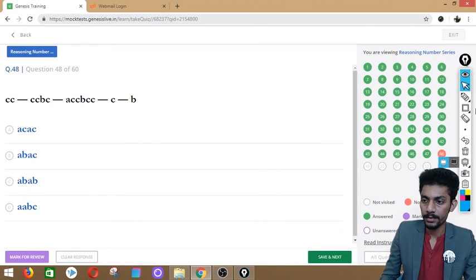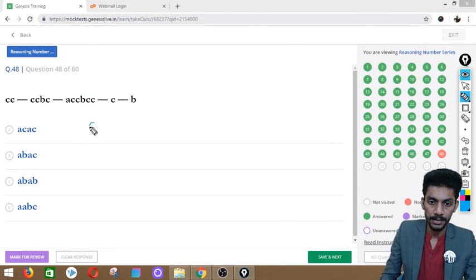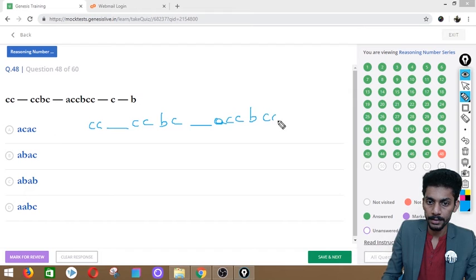Let's solve question number 48. Question number 48, we have C, C, dash, C, C, B, C, dash, A, C, C, B, C, C, dash, C, dash, and B. Let's check with option 1. Option 1 says A should come here. Then the second term is C, the third term is A, and the last term is C. Let's check whether we can follow any pattern.